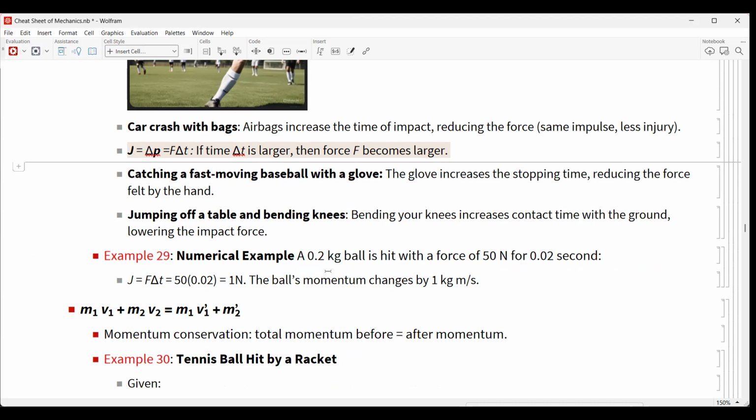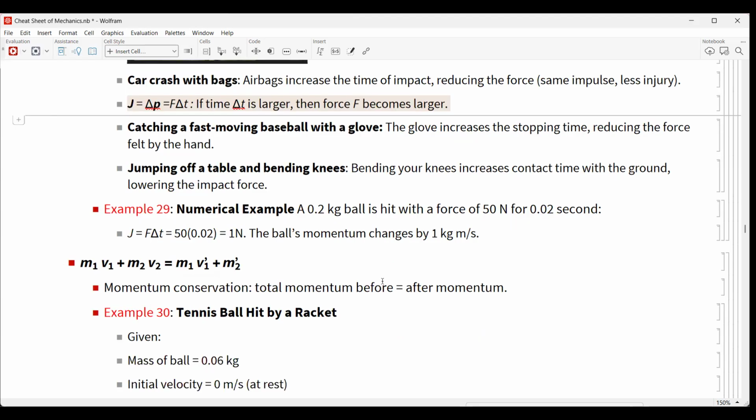So we have a numerical example. A 0.2 kilogram ball is hit with a force of 50 newtons for 0.02 seconds. So impulse is 50 times 0.02, force times time, which is 1 newton second. So the ball's momentum changes by 1 kilogram meter per second.